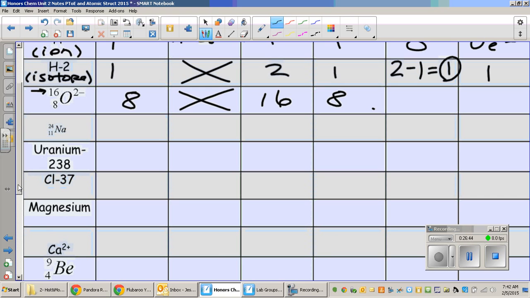Then I'm going to go straight to electrons on this one. I see this -2. What does that mean? 2 more electrons. So originally, assuming neutral, 8 protons, 8 electrons, right? But now it's not neutral. I've got 2 more electrons, so I've got to bump it up. So how many electrons? 10 electrons. And what's the neutron number? 8, because you did 16 mass number minus 8 protons is 8 neutrons.